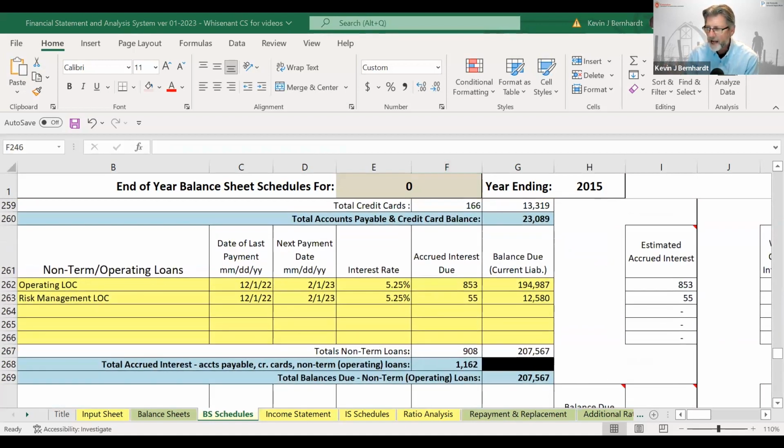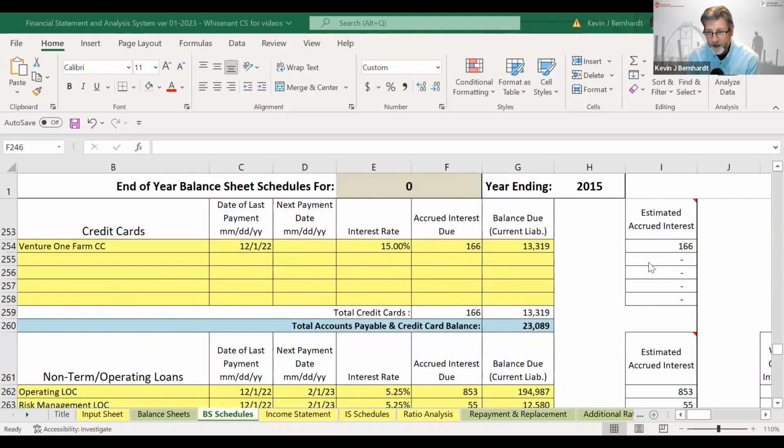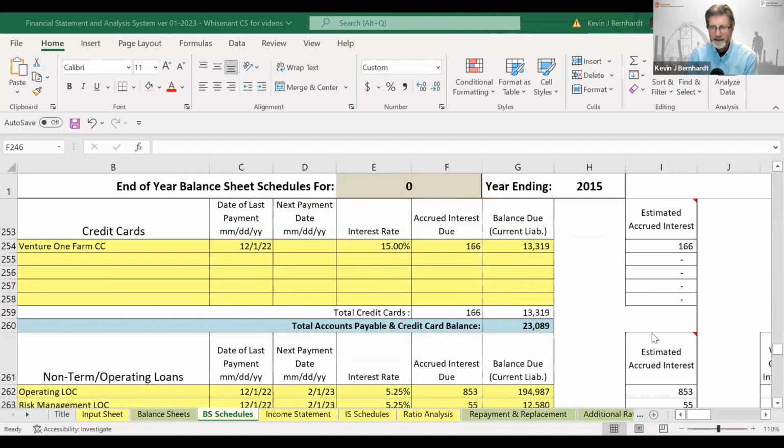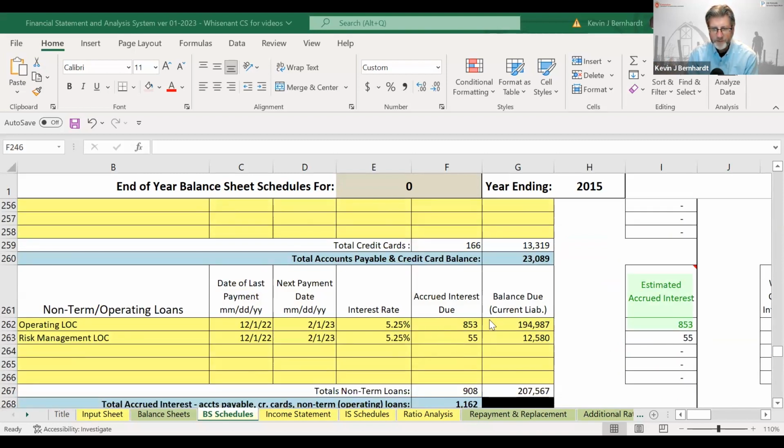Okay, so non-term operating loans, we have a line of credit here that we're using for buying fertilizer and seed and so forth. The date of the last payment was December 1st of 22. The next payment is February 1st of 2023. Interest rate is 5.25%. The accrued interest due based on today's date being December 31st of 2022 is $853. So we're going to assume that that is correct. We're going to put $853 there.